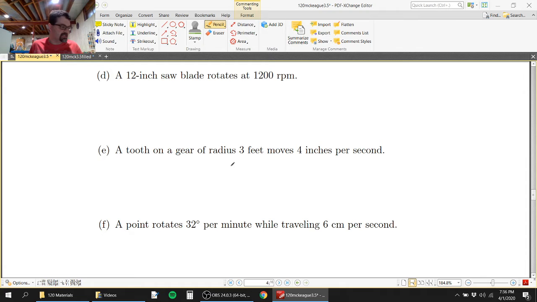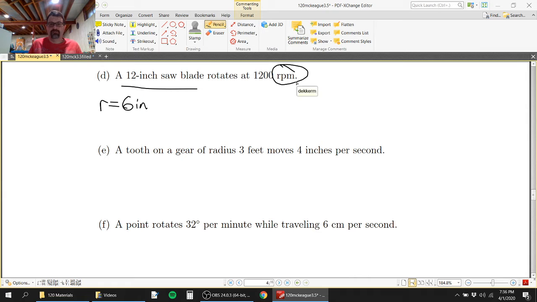How about letter D? I won't give you problems that have sneaky things in them like I'm trying to fool you, but this is how something would be stated in real life too. 12-inch saw blade. Okay, well, what does that tell you? That's just a distance across the saw blade, but it's across the whole entire thing. This means we have a radius of 6 inches.